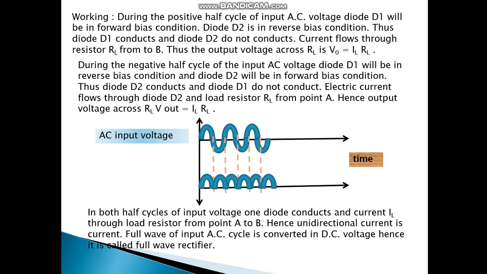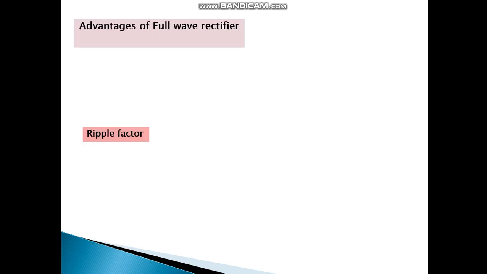So in both the half cycles of the input voltage, one diode conducts and current IL flows through the load resistance. Hence unidirectional flow of current is there. Full wave of the AC cycle is converted to DC voltage. Hence it is called the full wave rectifier.